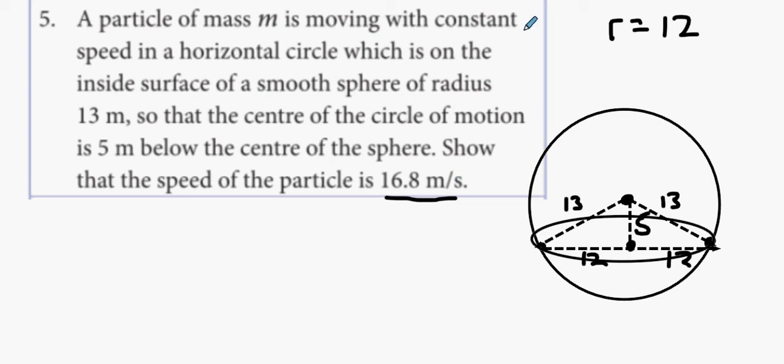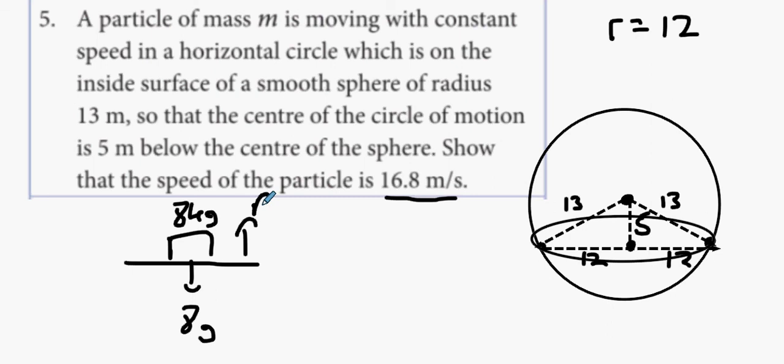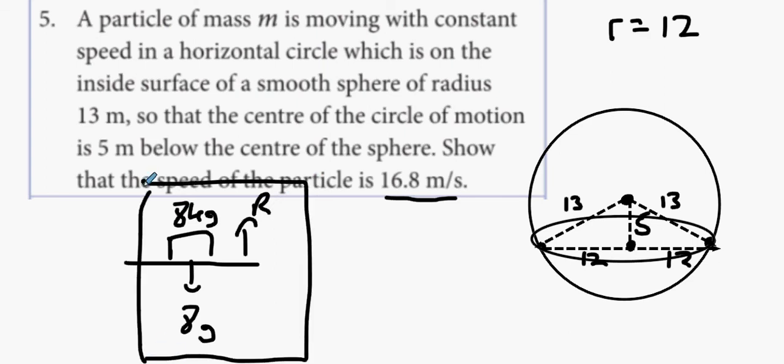So let's see what forces are at play here. Something that we learnt in connected particles is the following. Very simply, 8 kilograms down, which is 8g, what would be the reaction force R? Anybody? In this really simple case, R is also 8g. Why is it 8g? Yeah, it's staying put, so everything up equals everything down.